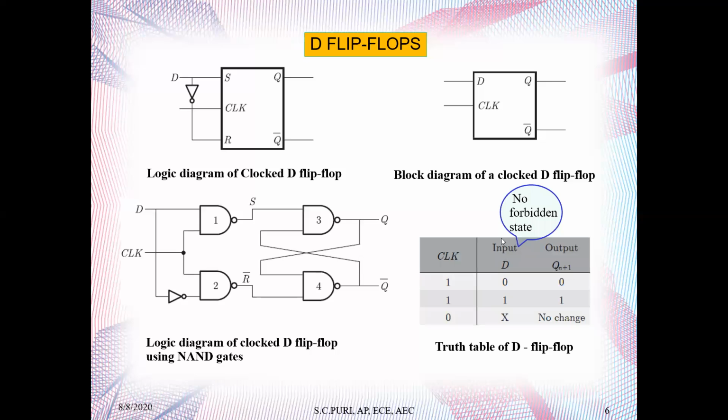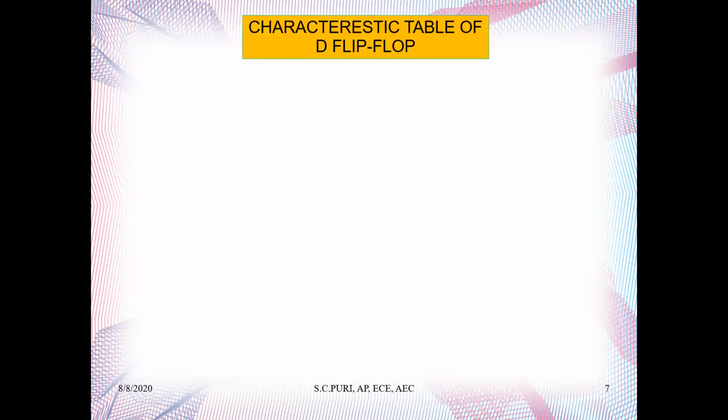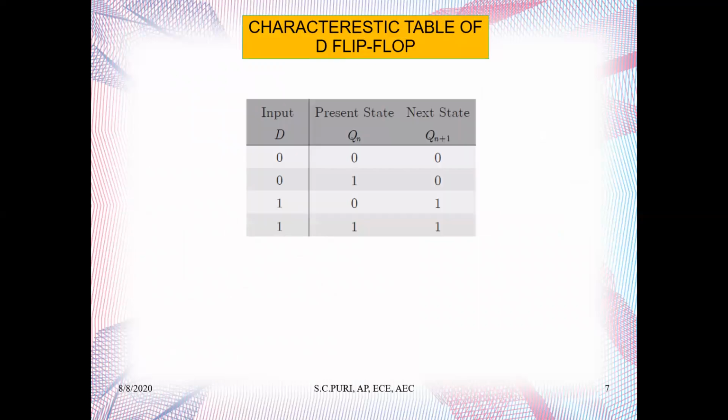As I told you, there will be no forbidden state in this flip-flop. It simply avoids the 1-1 condition of the SR flip-flop, and this circuit will not go into a forbidden or invalid state. Now let's talk about the characteristic table of the D flip-flop.